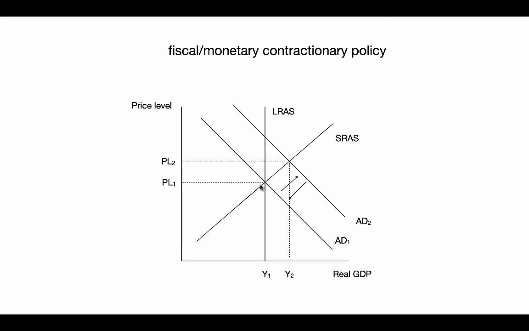So fiscal contraction: reduce spending, or raise taxes, right? Reduce spending or raise taxes, or monetary contraction: reduce the money supply, decrease aggregate demand. So we could do that to deal with a positive demand shock.